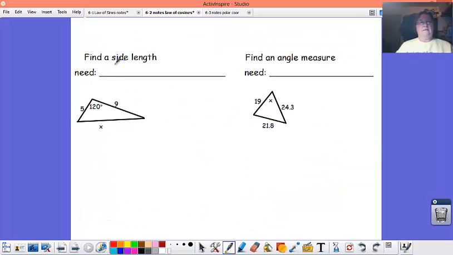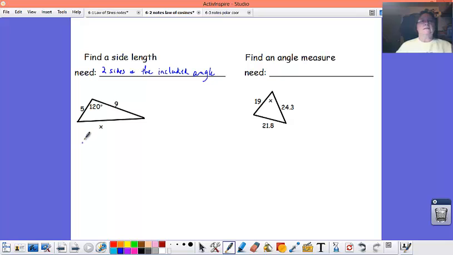We need a side in this triangle. You can see that the x is what's missing here. What you need in order to do that are two sides and the included angle. And I'd ask you to look real carefully at our triangle. You will see we do not have an angle side pair. Okay? We don't have that. That's why the law of cosines comes into effect here.